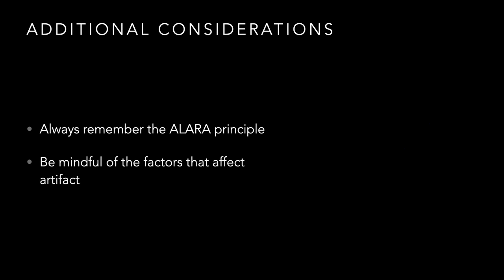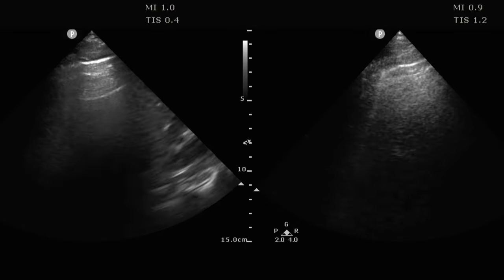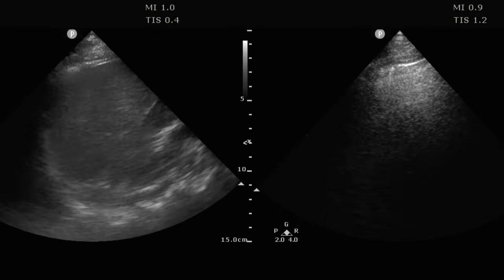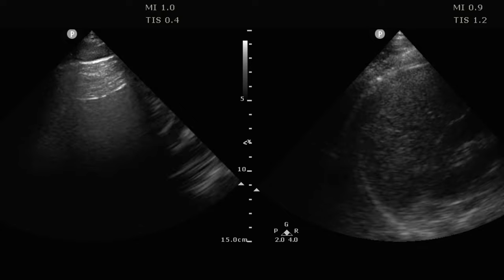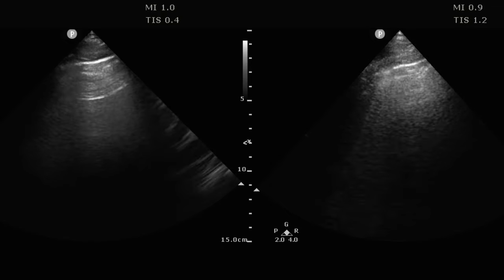With that said, the second additional consideration with lung ultrasound is to be mindful of the factors that affect your artifacts, right? We talked about this earlier, and I'll reiterate it here: the reason why lung ultrasound is different is you're evaluating artifacts and interpreting that artifact, right? Which means since I'm not looking for a structure, when I'm not looking for fluid or a wall or things like that, my machine settings can affect my production of artifacts.